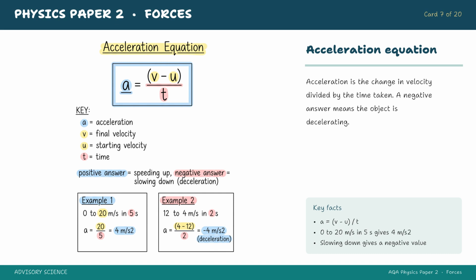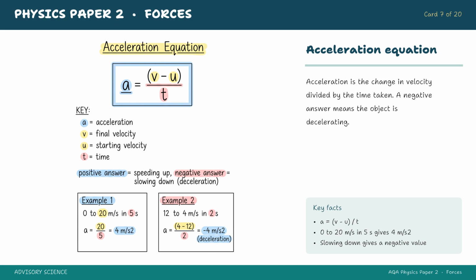Acceleration equals 20 minus 0 divided by 5. 20 divided by 5 equals 4. So the acceleration is 4, and don't forget the units, meters per second squared.